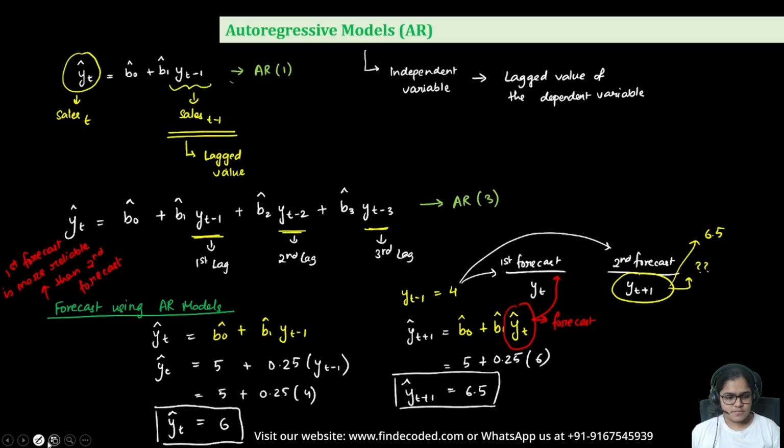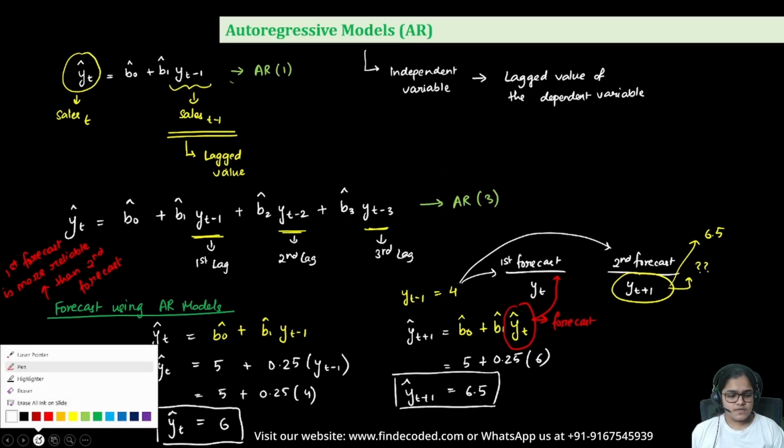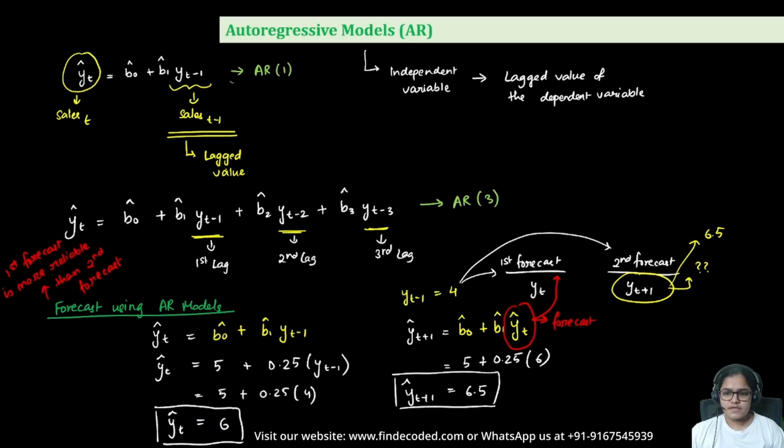See, understand what is happening. Pay attention. We are saying that yt minus 1 is 4. So this is actual data, no? When I'm using actual data in this formula, I am predicting sales of the next year. Now, obviously, this sales of the next year is an estimate. There is some error over here. This is not actual sales of next year. This is an estimate. This is a forecast. So when I was predicting the first forecast, when I was predicting sales for the next year, there my input was actually an observed data point. It was actually 4. So I got 6.